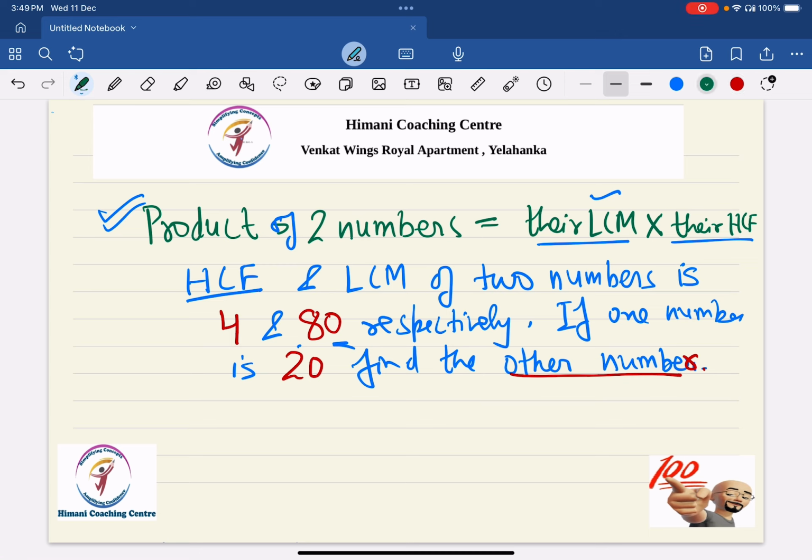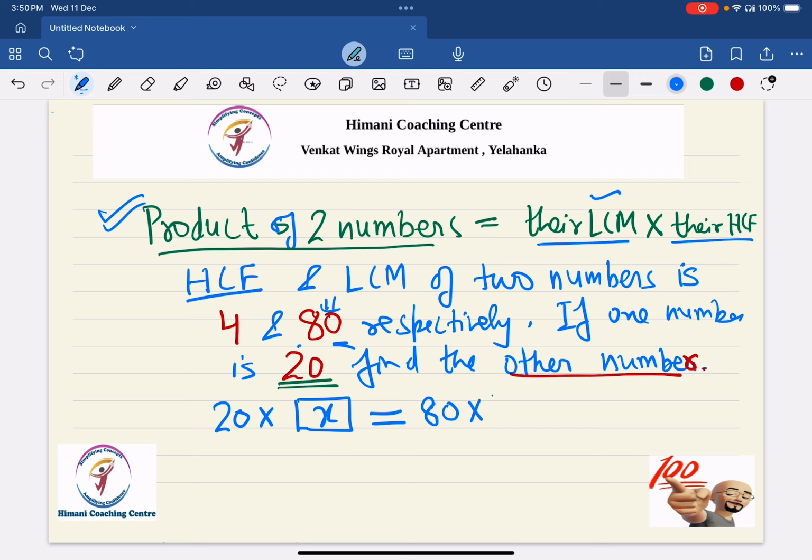I'm solving it. So, kids, we know that the product of two numbers is equal to their LCM into their HCF. So, what is the one number given to us? 20. So, let us write down. So, 20. The other number we do not know, so that becomes X. Fill in the blank, which is equal to their LCM. What is the LCM? It is 80. What is the HCF? It is 4.